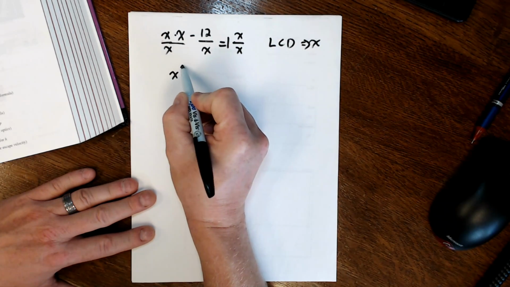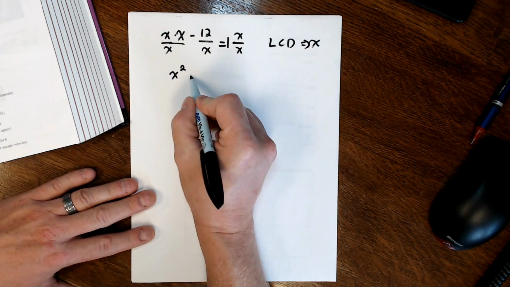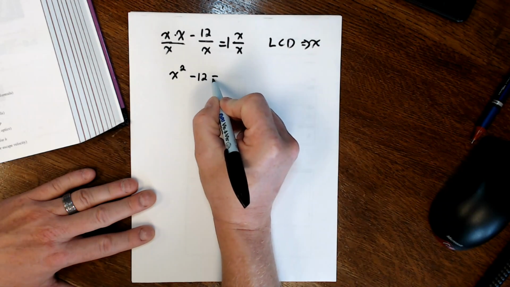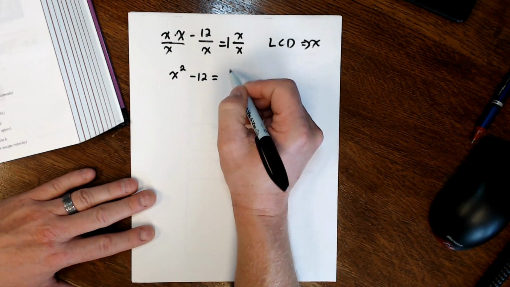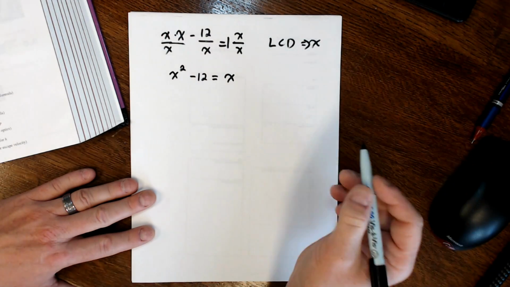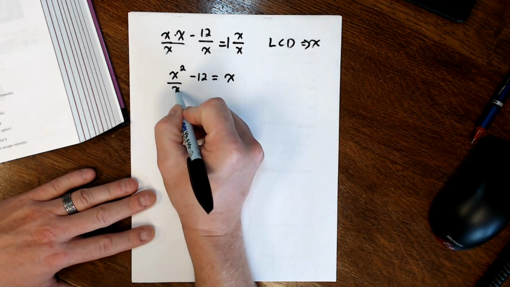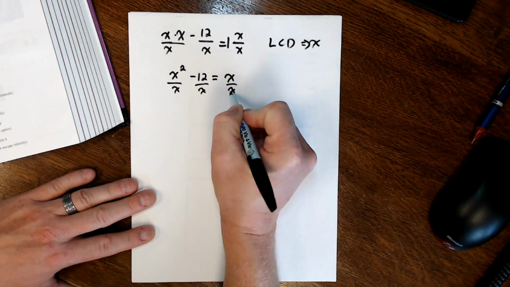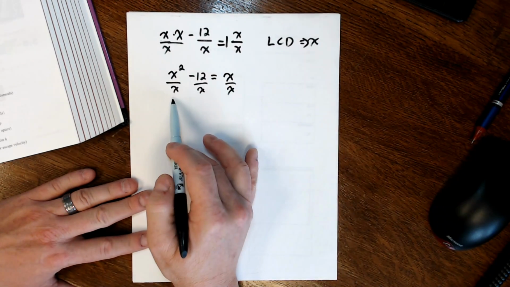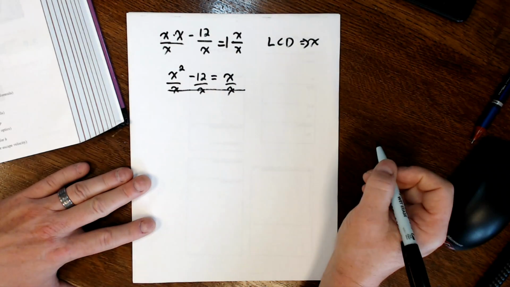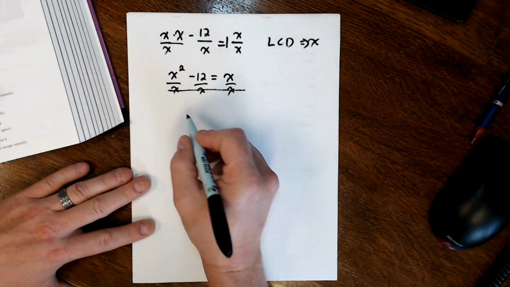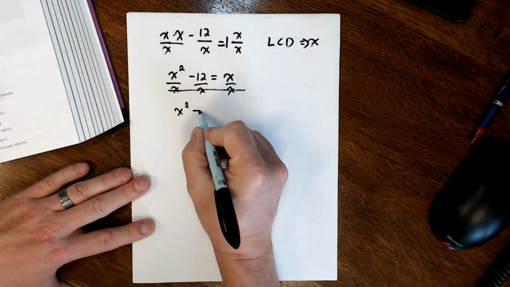That's going to give me x squared minus 12, and then that's equal to x. And then it's still over x and x and x. But now that I have the same denominator in all three, I've cleared my fraction. And I'm going to take the top equation and solve that.